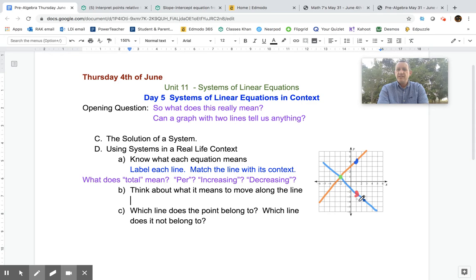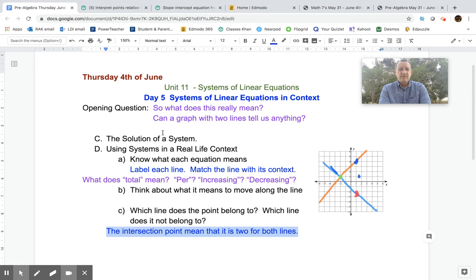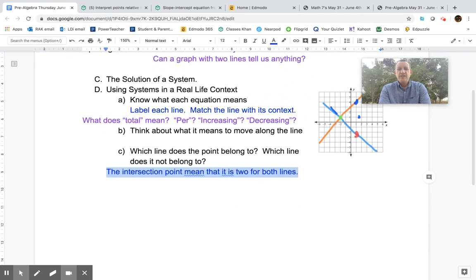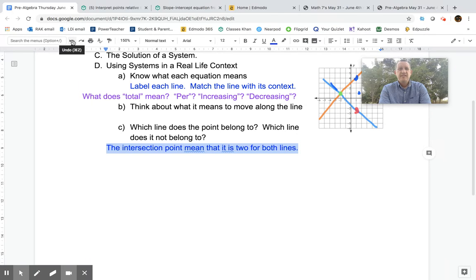If it's on this line, that means only what's happening here, just one person's working. If it's up here, that means the three people are working. If it's in the middle, it's going to talk about how much they produce, either the one person or the three people group. And if it's not on any lines, that means none of it's true. So that's what it means by think about what line it belongs to. Okay, so we're just going to do a really quick example here. And again, the intersection point means that it's true for both lines.